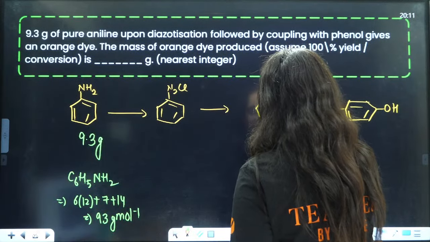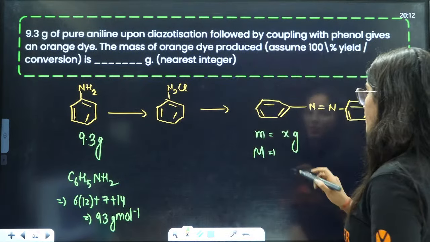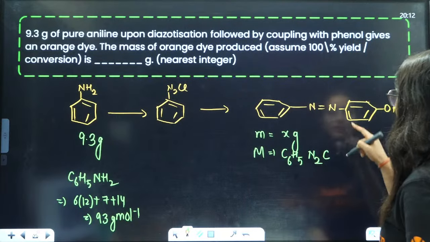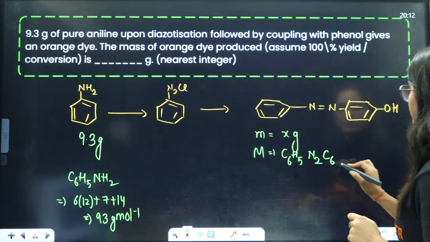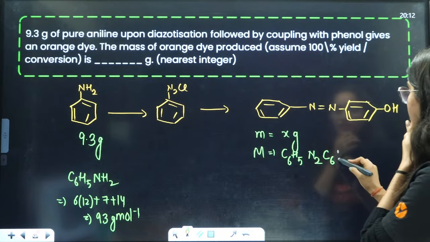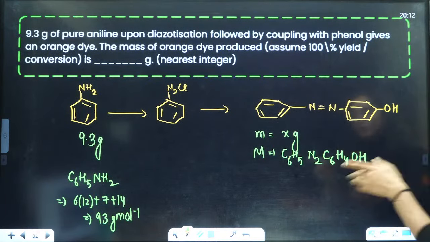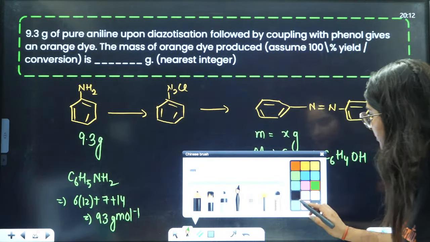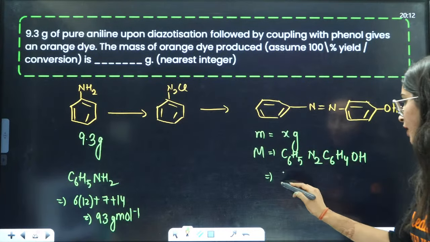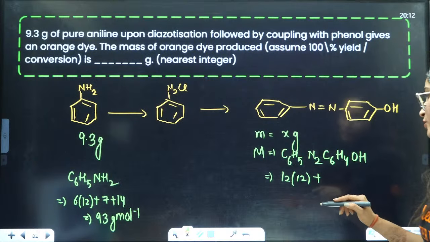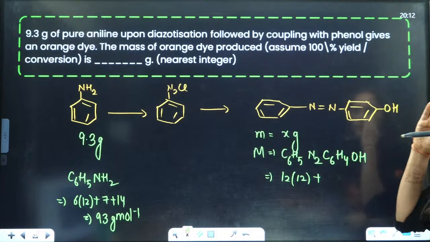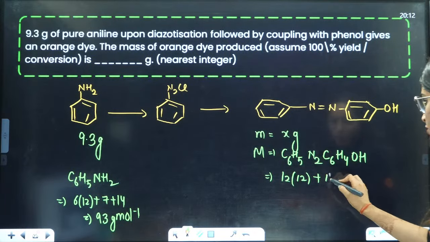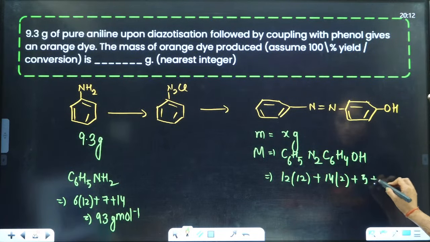Now, what about this one? Here the mass is x gram, but the molar mass is of C6H5N2C6H4OH. Right? Try to solve this. Just add all the values. Basically, it's a basic calculation only. This is how many carbons you have, 12 into 12. Wait a minute, 6, 6, 12. This is also 6. This is N2, nitrogen is 14 into 2, plus hydrogen is 5, plus oxygen is 16.